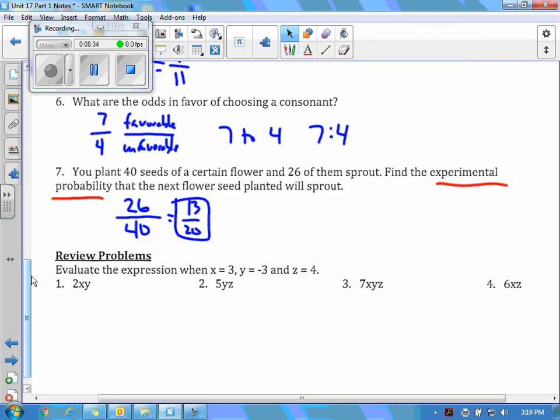Alright, here are 4 review problems that you need to take care of. Make sure you ask me any questions that you have.